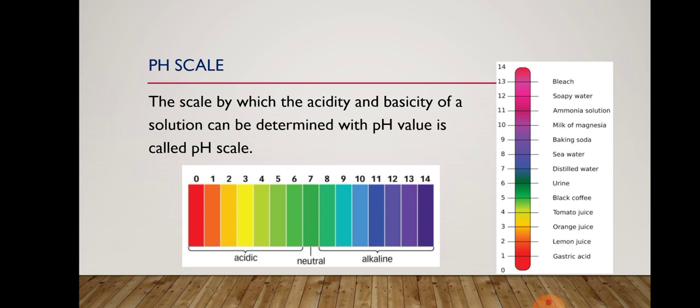Now I would like to discuss pH scale. pH scale was introduced by Sorensen, a Scandinavian chemist, in 1909 to express hydrogen ion concentration. The scale by which the acidity and basicity of a solution can be determined with pH value is called pH scale. The pH range of pH scale is 0 to 14. Look at the figure, please.